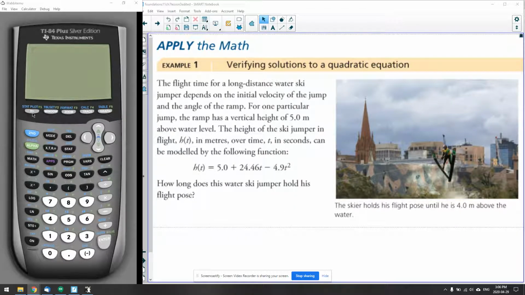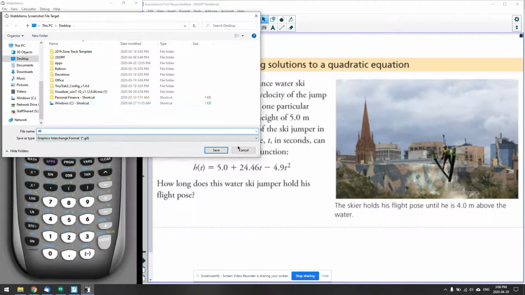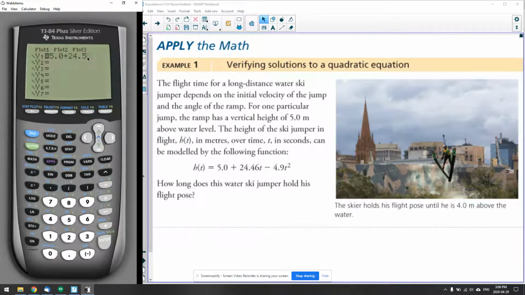So we're going to graph this on our graphing calculator. We're going to go to y equals, and we'll just type it in as is. 5.0 plus 24.46 x minus 4.9 x squared. Hit graph.